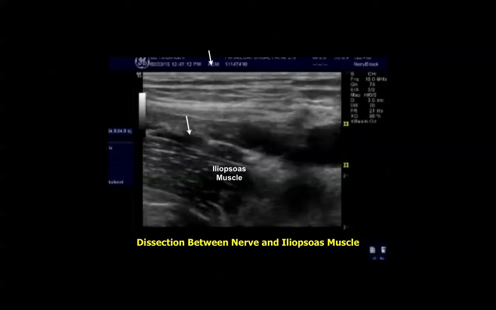So here's the tissue plane we were talking about. This is not the fascia iliaca. This probably represents the investing fascia of the iliopsoas muscle.